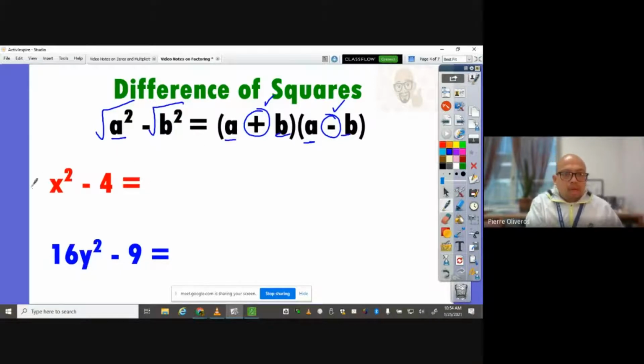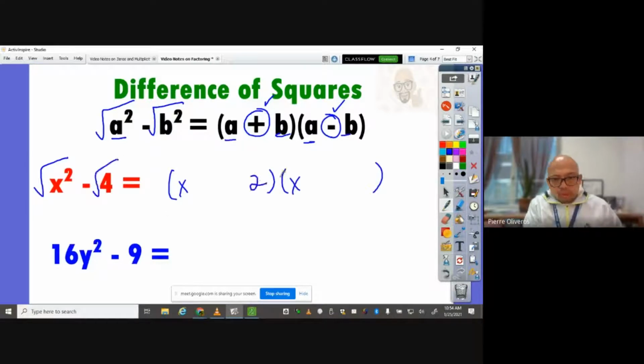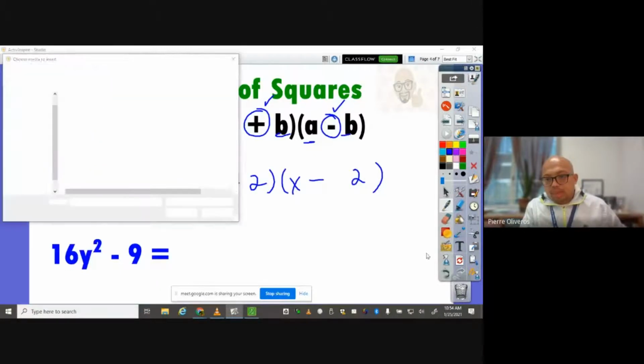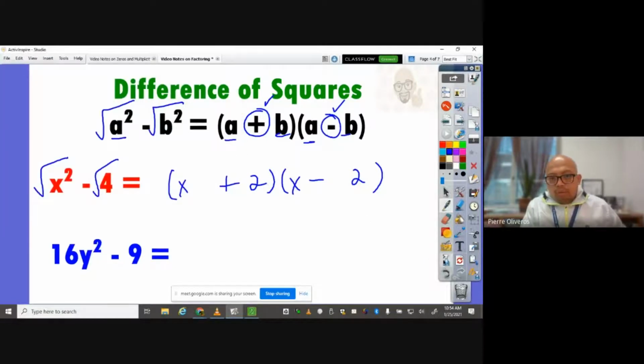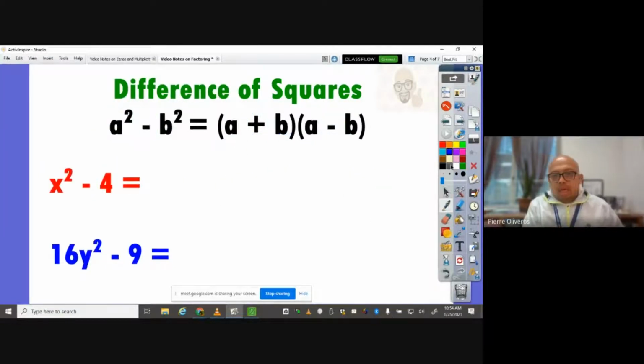For example, what's the square root of x squared? x and x. What's the square root of 4? The square root of 4 is 2 and 2, plus or minus. Kaboom. Or you can always do the basic idea of factoring. What two numbers, when you multiply them, give you negative 4, but when you add them, give you 0x or 0? The answer is positive 2 and negative 2.